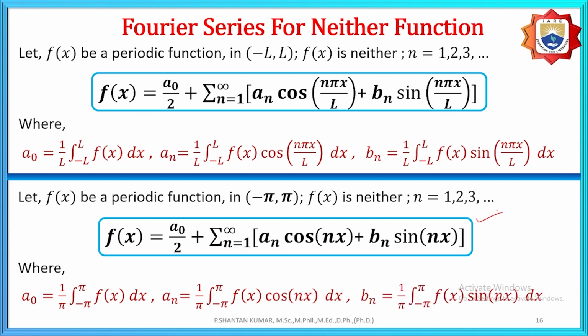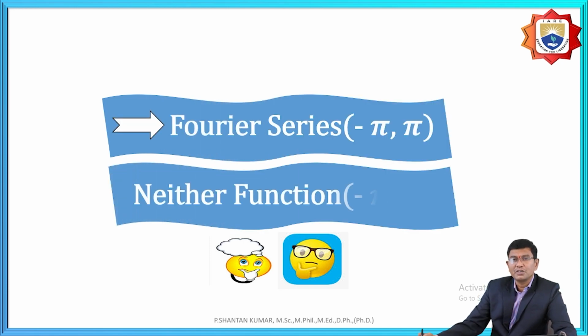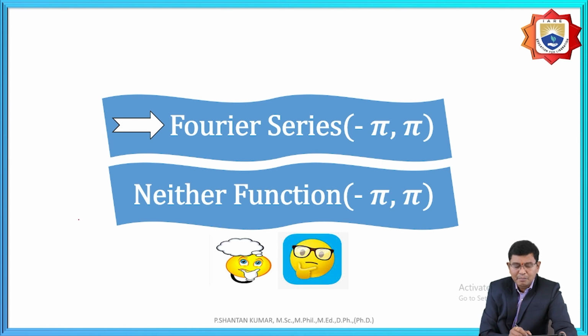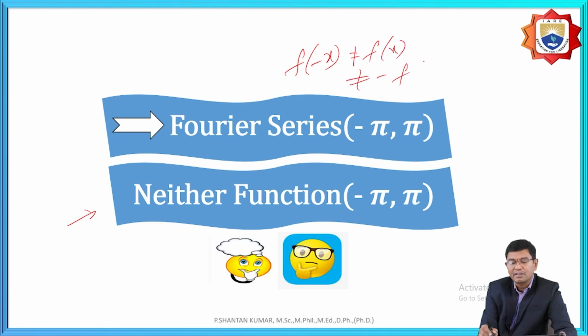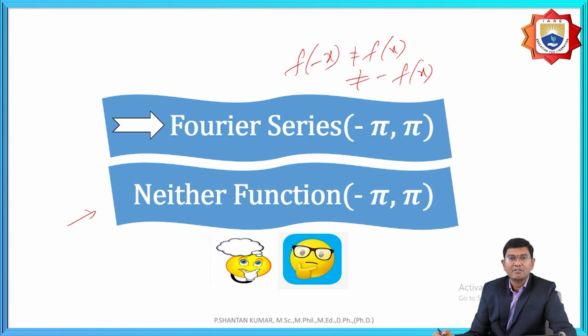Based on this Fourier series and Euler's formulas, we need to find a naught, a n and also b n. After finding those Euler coefficients, you need to substitute them into the required Fourier series of f of x. Here we need to remember that for a neither function, f of minus x is not equal to f of x and not equal to minus f of x. Based on this condition only, we identify a neither function and then, based on the formulas for a naught, a n and b n, find the solutions.